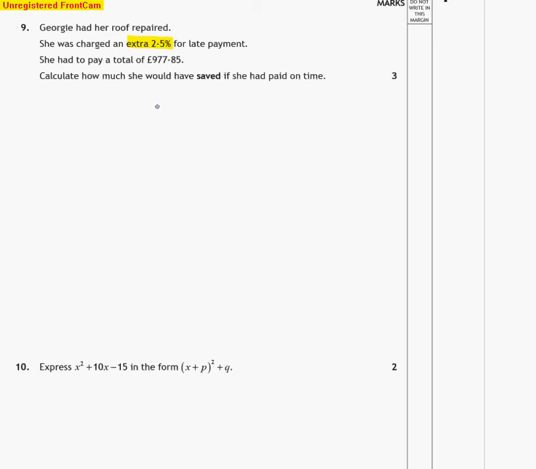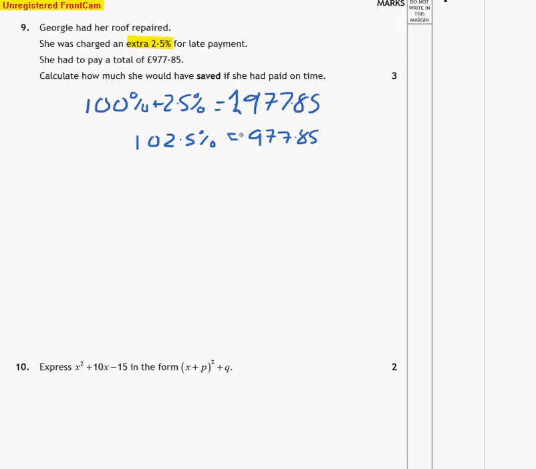Okay, so what we're saying here is we know that she's paid 977.85, and she's been charged an extra 2.5%. So there's the amount she had to pay, which obviously you'd imagine she would be paying 100% of the job. If they gave her a discount, and she's had to pay 2.5% on top of that. Okay, so we've got 102.5% equal to 977.85. That's the first issue with this question.